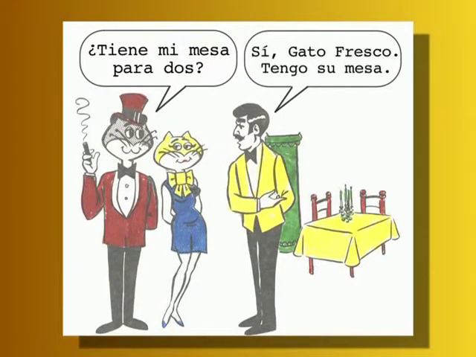Remember we went to the restaurant? Oh, yes. And you asked the waiter, ¿Tiene mi mesa para dos? Did I say that? Yes, you said that. Do you have my table for two? ¿Tiene mi mesa para dos? Para dos. Sí, gato fresco. Tengo, yo tengo su mesa. I have your table. Yo tengo su mesa. Sí, gato fresco.